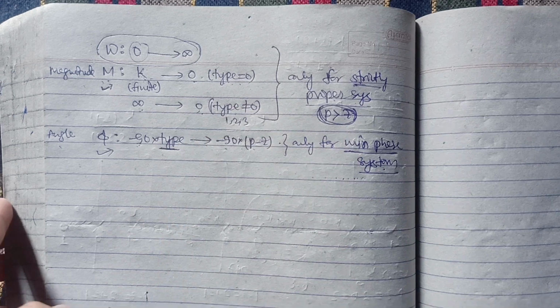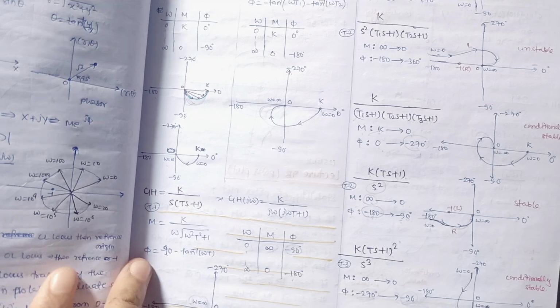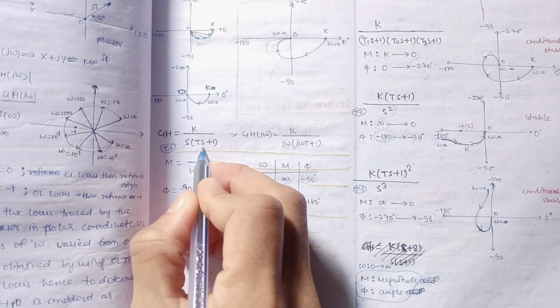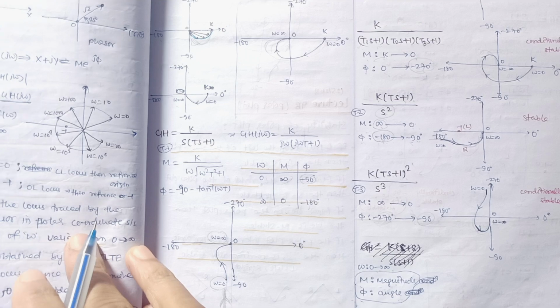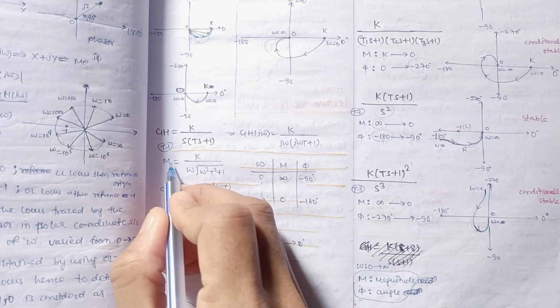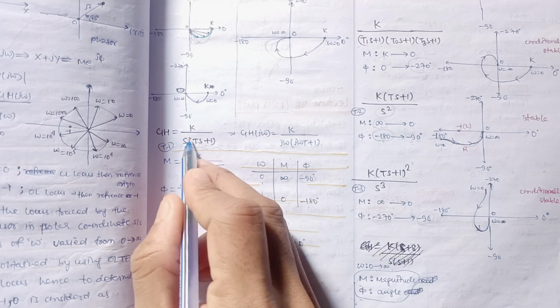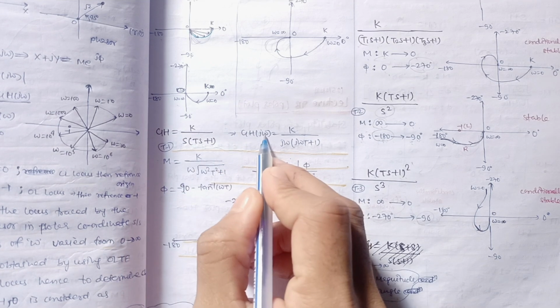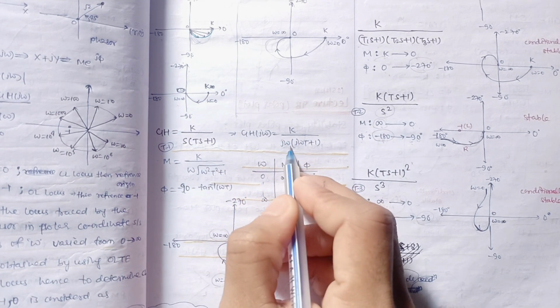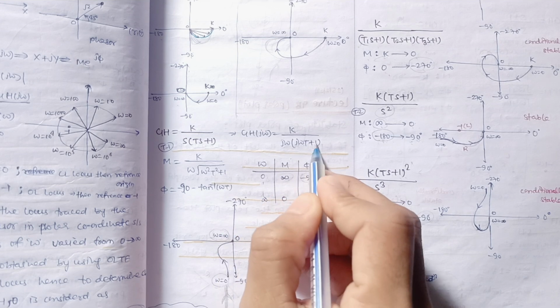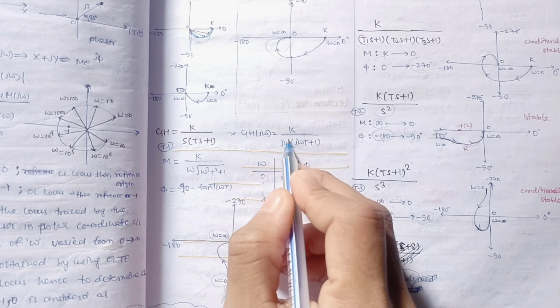In the first question, G(s) equals k divided by s into (sT plus 1). One lengthy method is to put s equal to j omega, and then find the magnitude and then the angle. The magnitude will come as k divided by omega times the square root of (omega T) whole squared plus 1. And then find the angle.